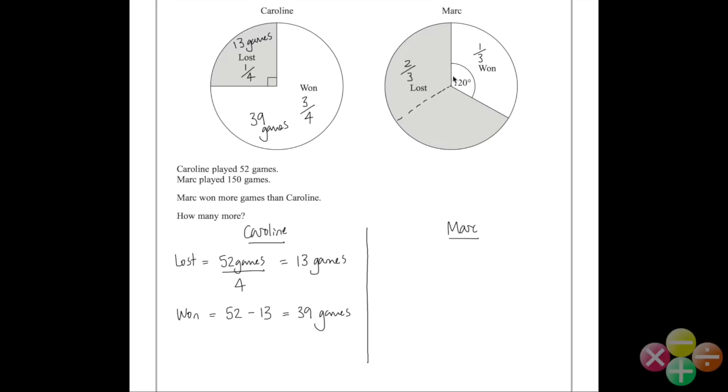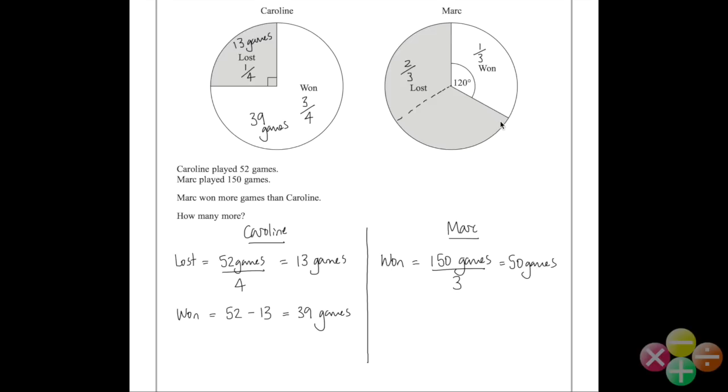And also the slice fits into the circle 3 times. So Mark played 150 games and he won 1/3 of them. So if we deal with how many games he won, well, 150 games in total, if I divide that by 3, it gives me 50 games. So that's 50 games that he won.